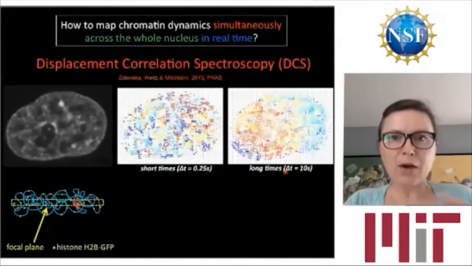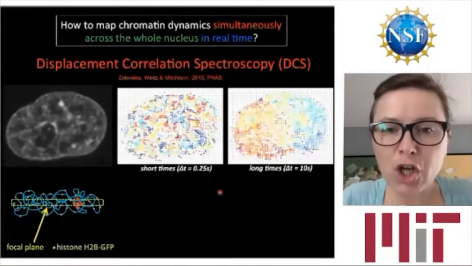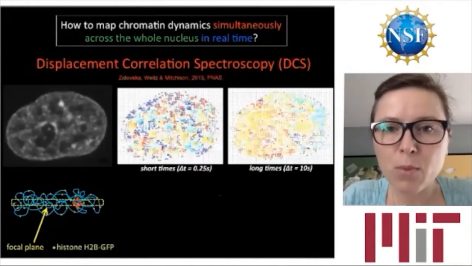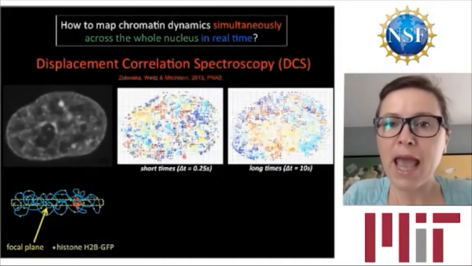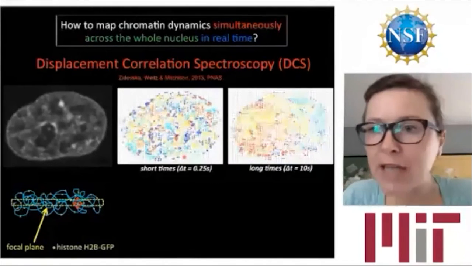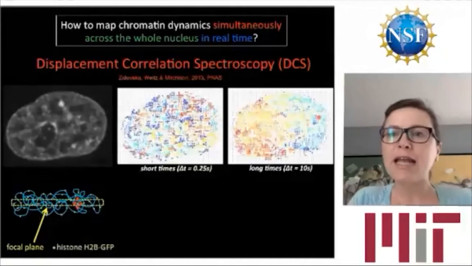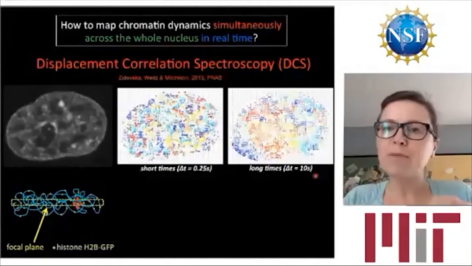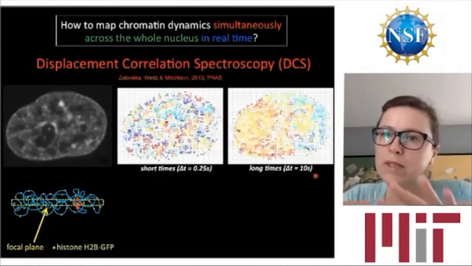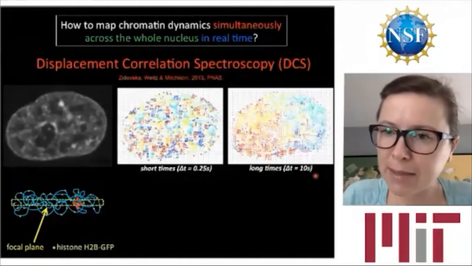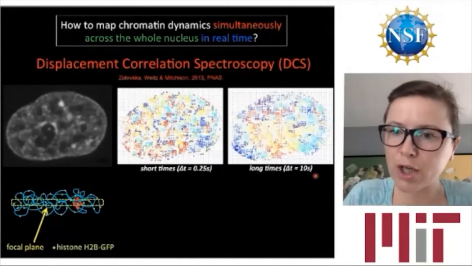The vectors here are color-coded by direction, so you can see right away that at short times the motion is more or less random and jiggly, uncorrelated, whereas at long times you start to see regions of the same color that move across the nucleus, then break up, randomize, new ones form, and so on. So we have seen here for the first time that we have this coherent motion in the nucleus.